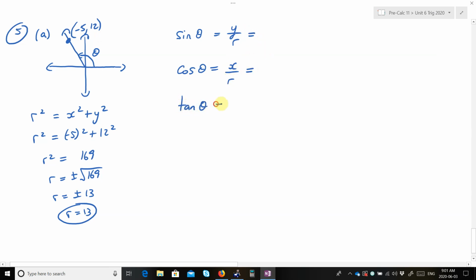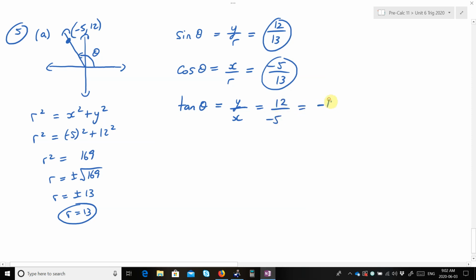And tan theta is y over x. So our y-coordinate is 12 and our r is 13. X over r is -5 over 13, and y over x is 12 over -5, and we usually write the negative on the top or in the middle of the fraction, and that is 5a. Okay, let's check out B.